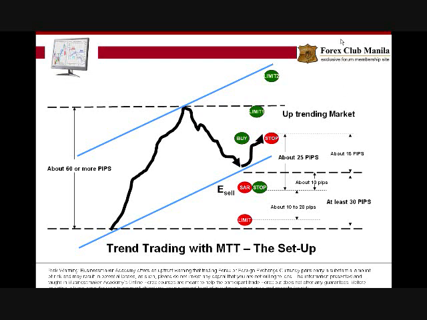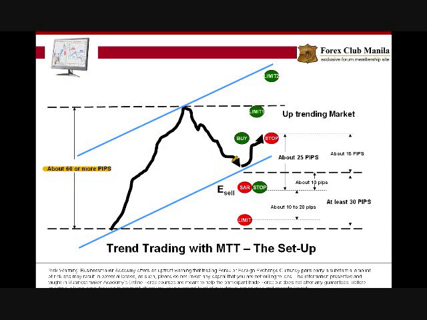Okay. First, this setup will work if you measure from the low point to the high point that it is around 60 pips or more. So remember that. So please write that down. From the low point to the high point on a 60-minute chart, this should be about 60 pips or more.